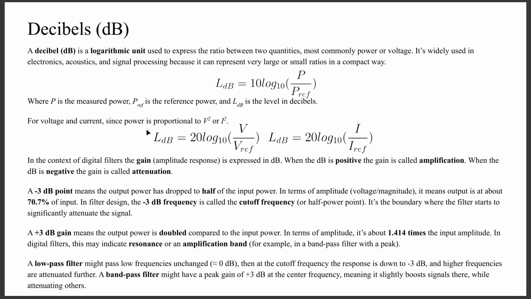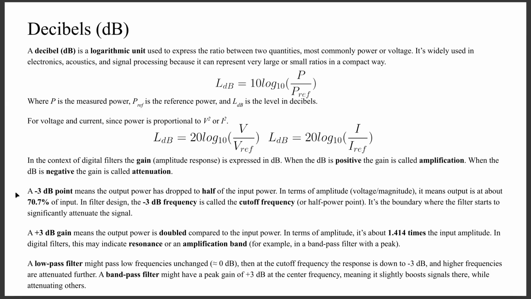For voltage and current, since power is proportional to V squared or I squared, L dB is equal to 20 log 10 of V over V reference, or L dB is equal to 20 log 10 of I over I ref. In the context of digital filters, the gain or amplitude response is expressed in decibels. When the decibels are positive, the gain is called amplification. When the decibels are negative, the gain is called attenuation.